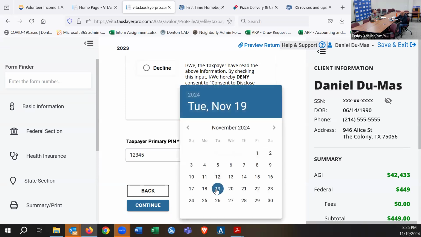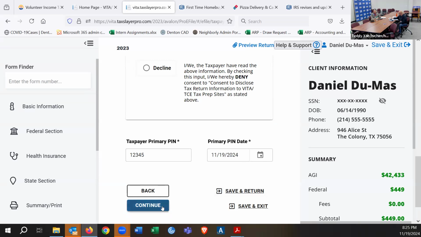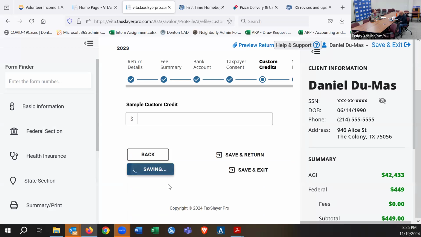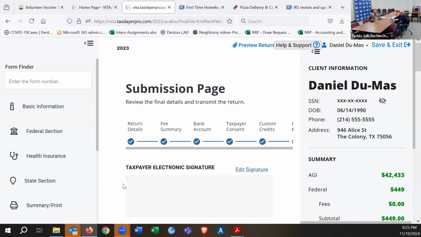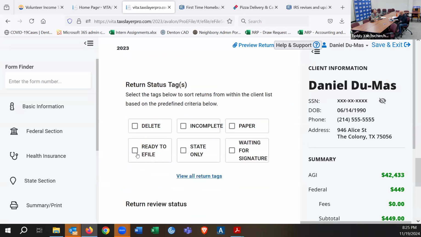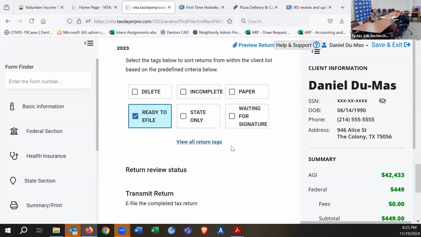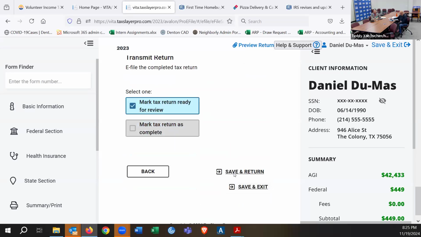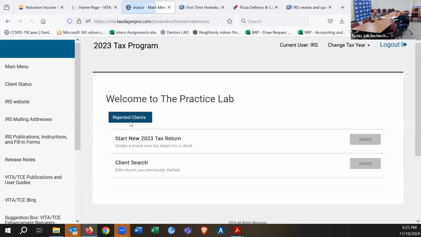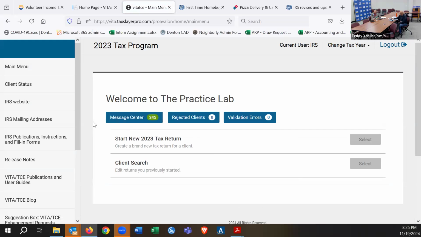But the primary PIN date you do have to put today, or whenever they're providing the PIN number, and then you can hit continue. There's custom credits, custom questions, and then there's the submission page as we are accustomed to. So we can hit ready to e-file, review, wait for signature, why not? Save and exit, and this is where we would call someone over to QR. Good question though. I'd forgotten that they haven't activated that for 2024 just yet.